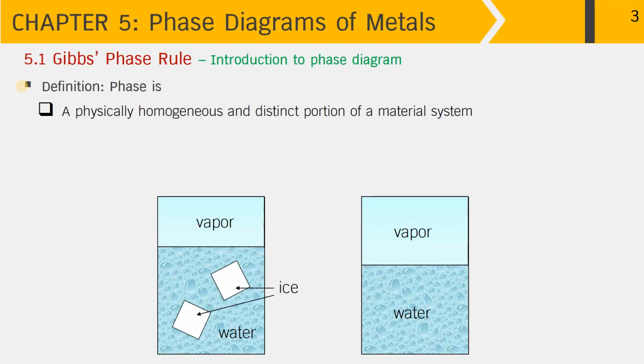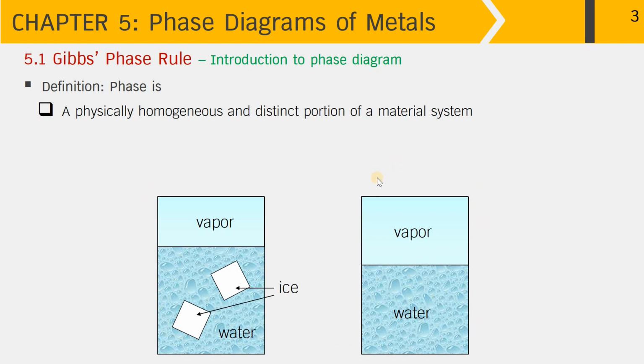First, I will give you the definition of phase before we get on to Gibbs phase rule. And here is the introduction to phase diagram. The definition of phase is a physically homogeneous and distinct portion of a material system. And if you have a look onto the picture below here, you will see more clearly about phases.